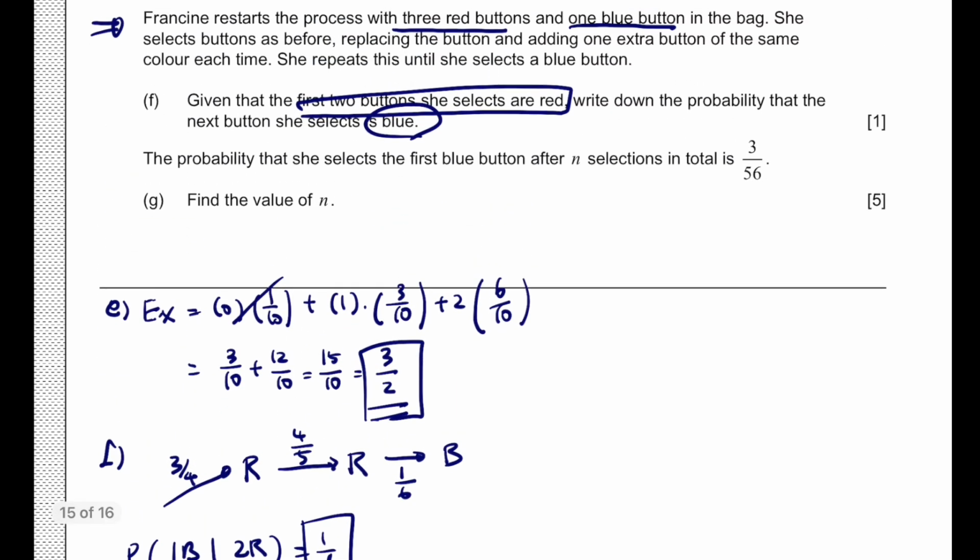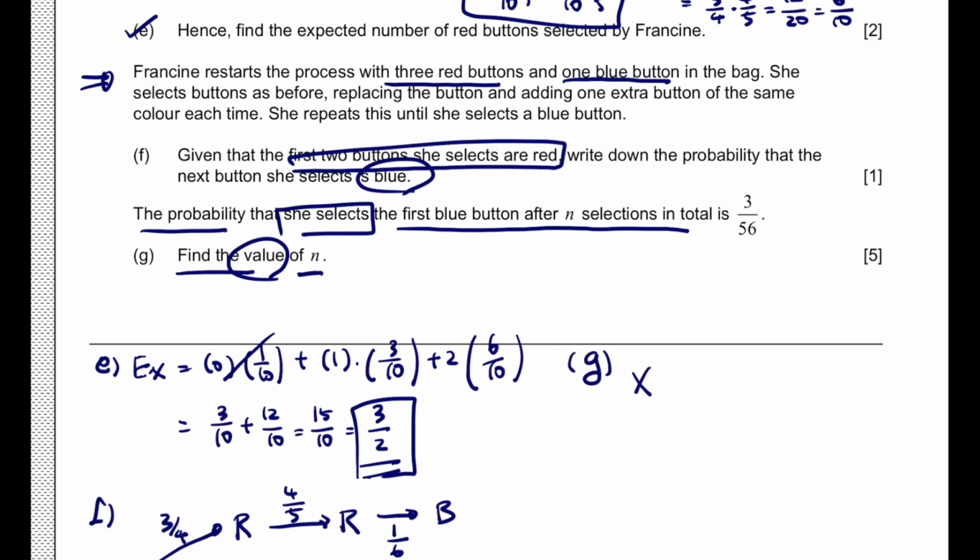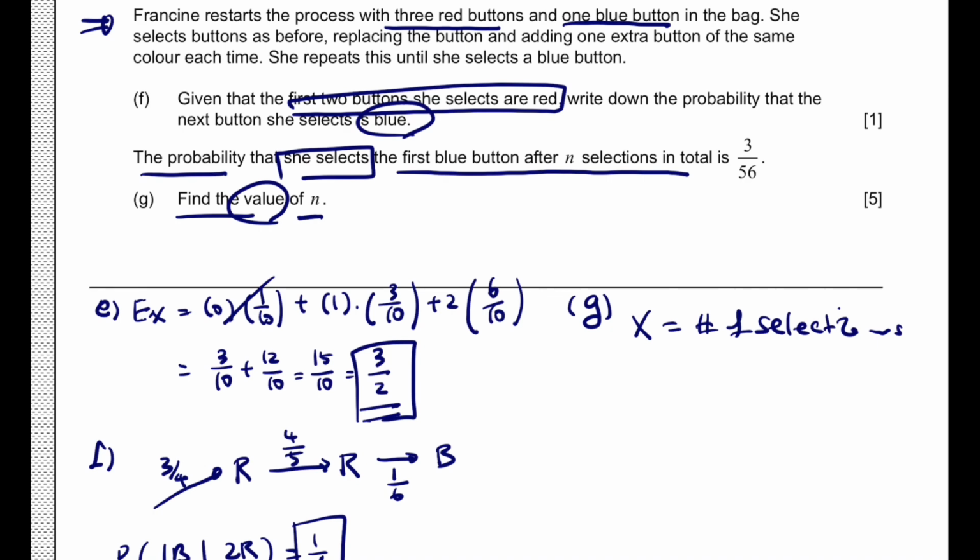Okay, then let's do the final question. The probability that she selects the first blue button after n selections in total is 3 over 56. We need to find the value of n, right? Let's do question G here. Let's consider the capital X as the number of selections. So when we say X equals the number of selections, it means how many times we select a button to get the one blue button.